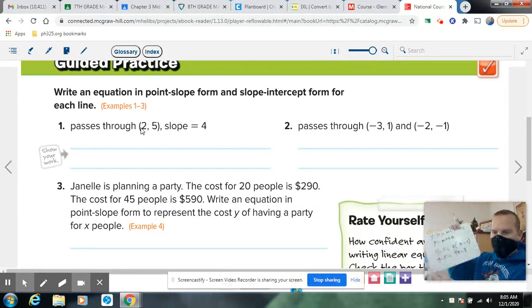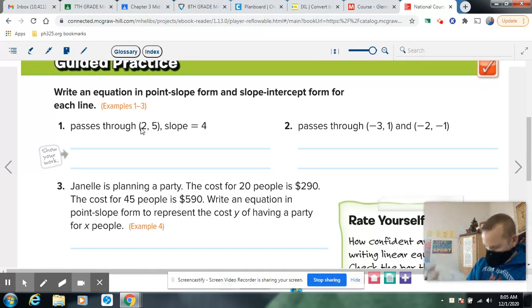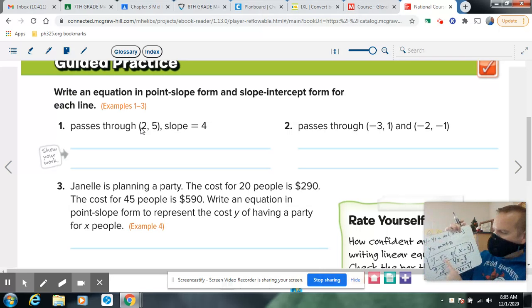Last step, we need to get y by itself, so we need to move this negative 5 over. So we have to add 5. So I get y equals 4x minus 3. And I will circle or put a little block around my two answers. First answer, that is your point slope form. Second answer here is your slope intercept form.